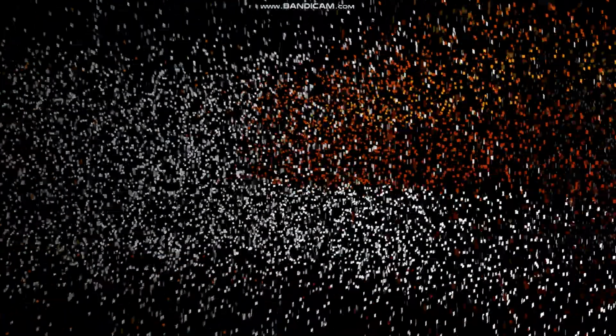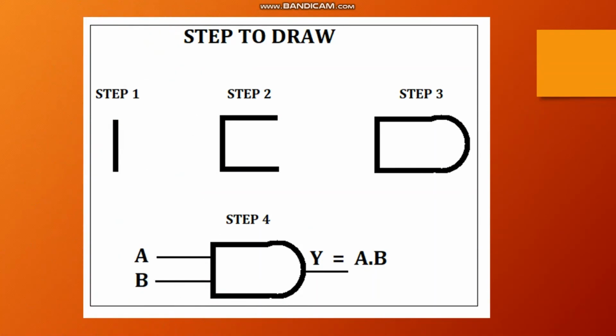Now on the screen you can see the steps of how to draw or construct an AND gate. Step number 1, draw a vertical line. Step number 2, draw two parallel lines. Step number 3, draw a half circle or a semicircle. Now, in step number 4, you can see I have attached two input terminals and I have marked them as A and B, and one output terminal which is Y equals A dot B. So this is the whole process, starting from step number 1 to step number 4, to draw an AND gate.